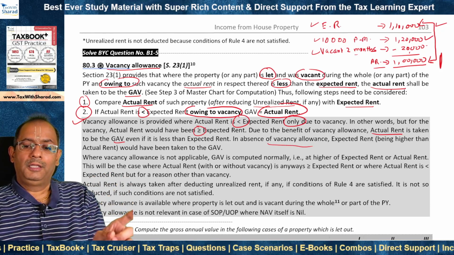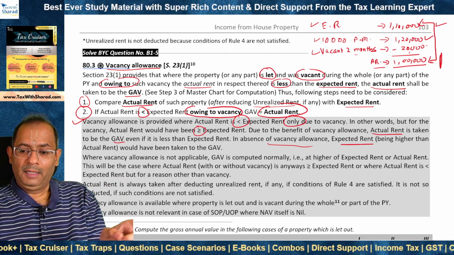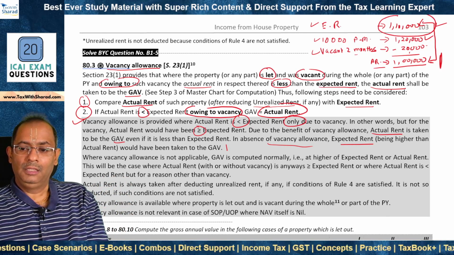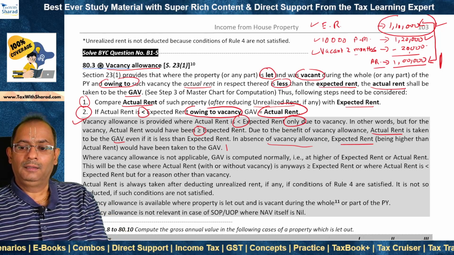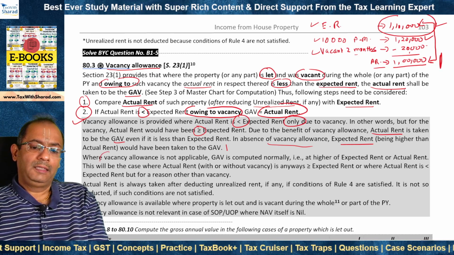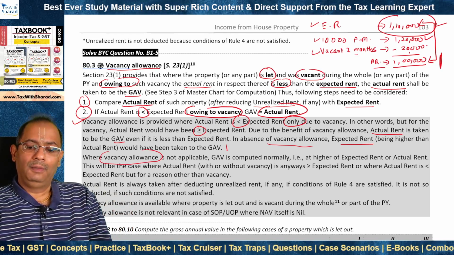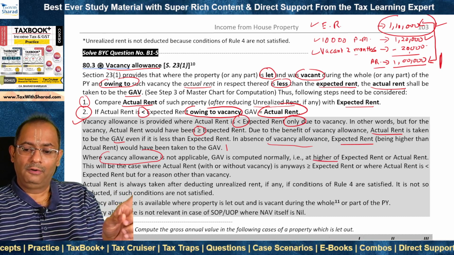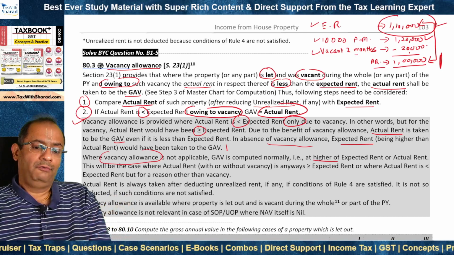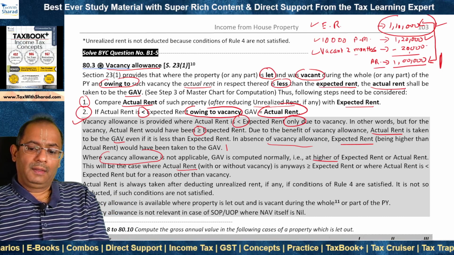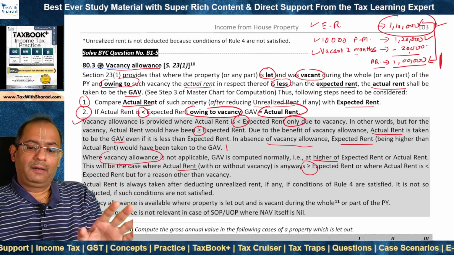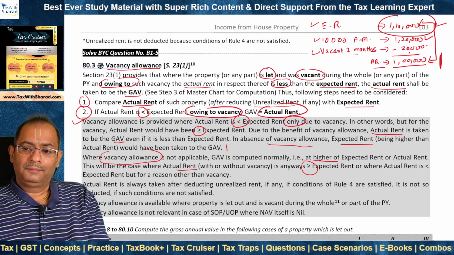If the vacancy allowance was not available, then what would have happened? Then expected rent would have been taken to be the GAV. 1,10,000 would have been taken to be the GAV because it was higher of 1,10,000 or actual rent of 1 lakh rupees. Now where vacancy allowance is not available, the normal rule applies, and there the GAV is the higher of expected rent or actual rent. And when is vacancy allowance not applicable? Where actual rent is anyways equal to or more than expected rent with or without vacancy, right?